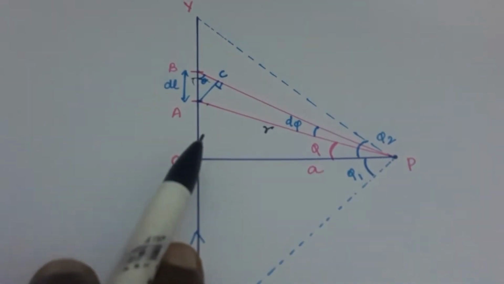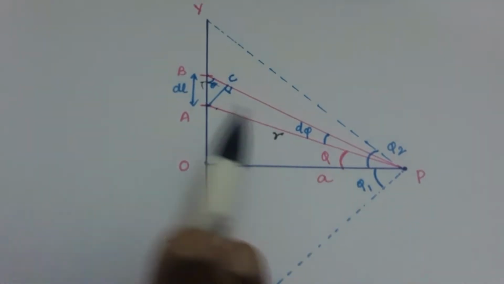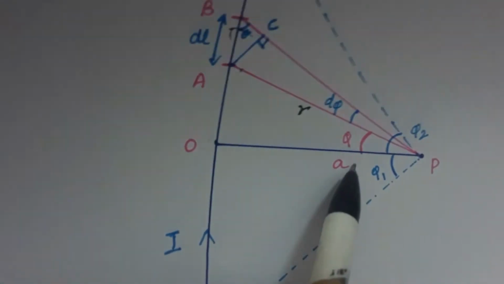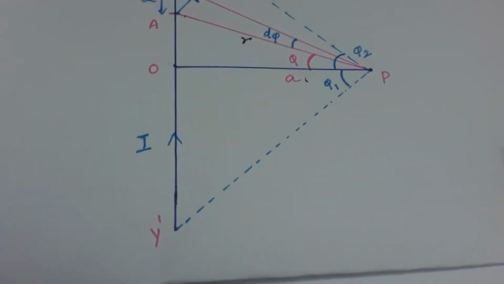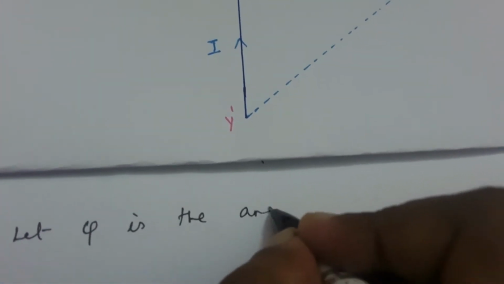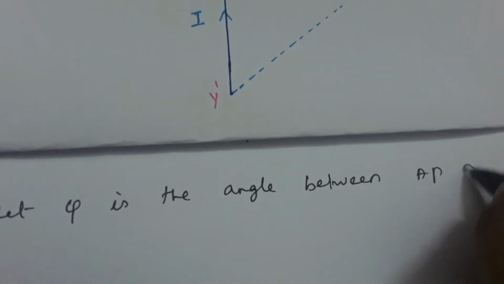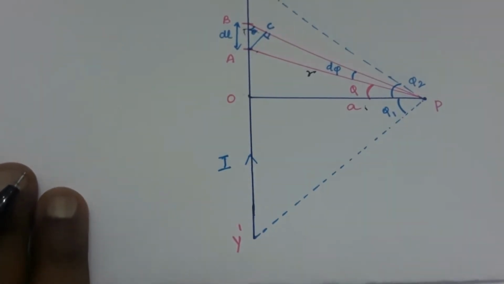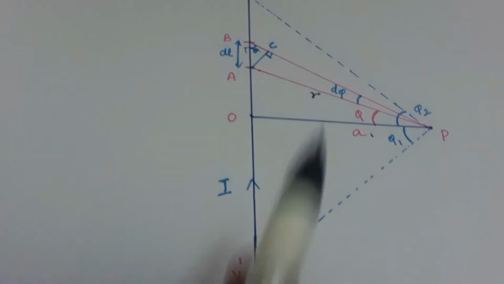Now again coming to the diagram. Let phi be the angle between AP and OP. Now I am going to take the triangle OPA.